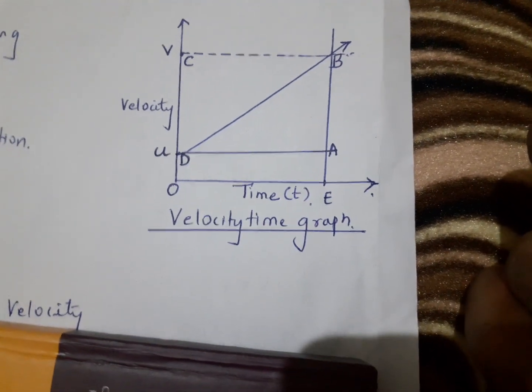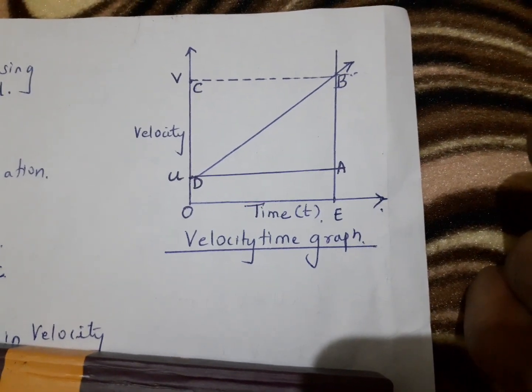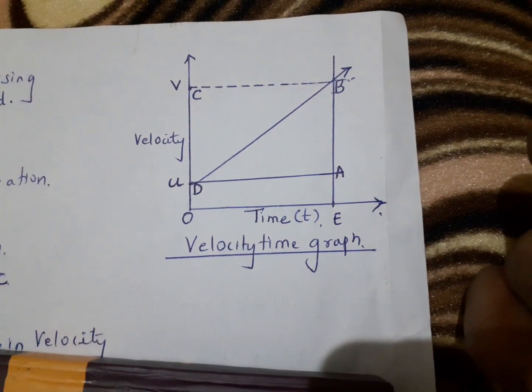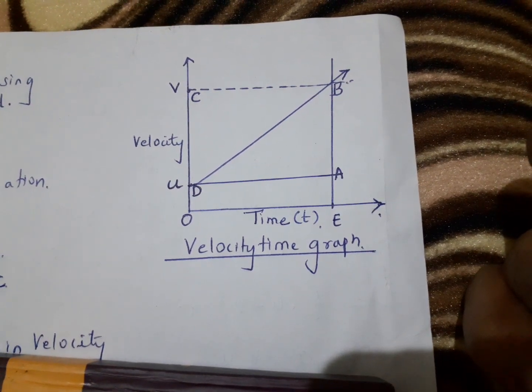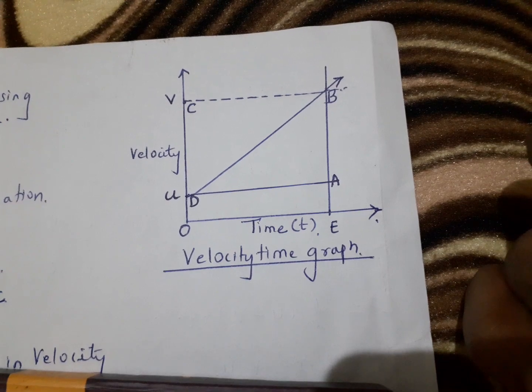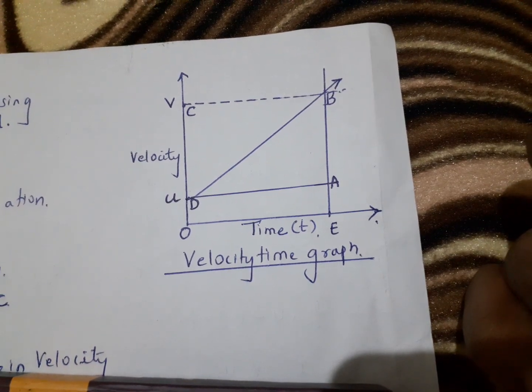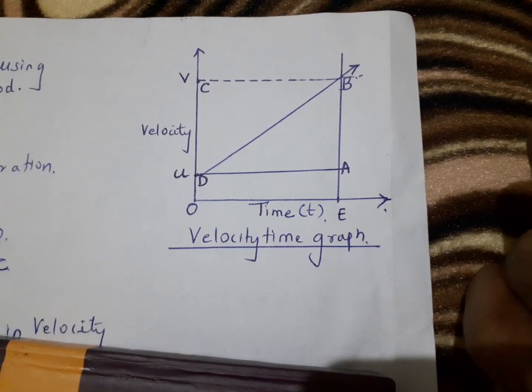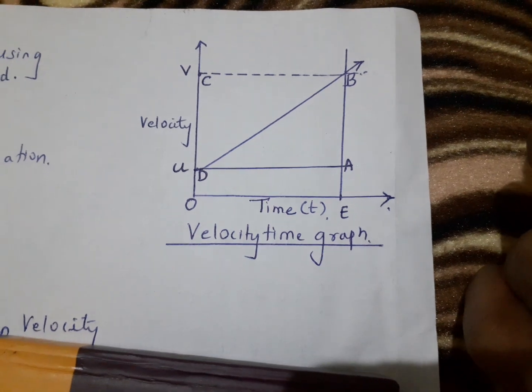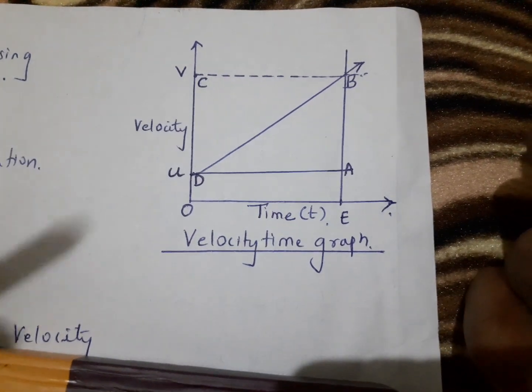Okay, now we are going to start with the third equation derivation, which says v square is equal to u square plus 2as. So that is the third equation of Newton's law of motion, which says v square is equal to u square plus 2as. To derive this, again we are coming down to the same diagram.